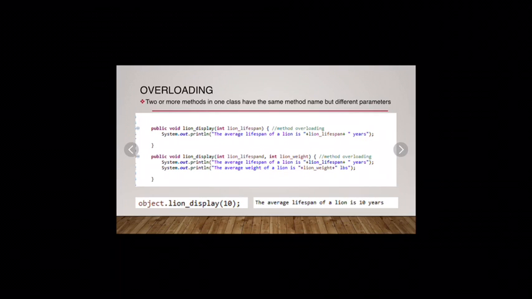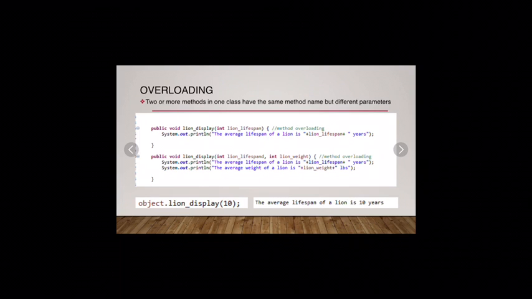Inside of the lion class, you have these two member methods that have the same name: lion display, lion display. When you try to instantiate the lion class and call that lion display method, how is the program going to know which one to call? This is when method overloading comes into place. It depends on the parameters. The parameters will matter as to which one will be displayed.